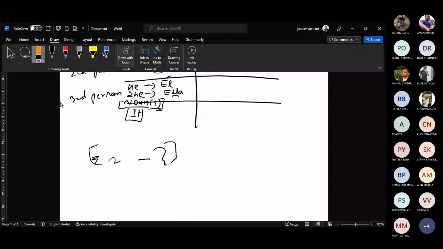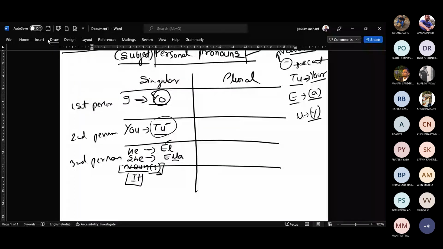Nouns will be translated into a particular word in Spanish. Actually, for the word it, there is no particular translation as such. Why is it so? Then how will you use it in Spanish? I will tell you later. So you have to be a little bit patient here. And then let us come to the next one.